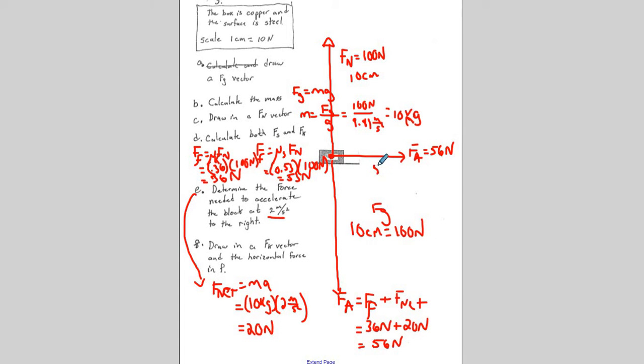So this should be 5.6 centimeters exactly. The end of this arrowhead should be 5.6 centimeters. And then my frictional force would be the 36 newtons, so my force of friction, sorry if it's a little sloppy here, is 36 newtons, so to the scale, that's 3.6 centimeters backwards.